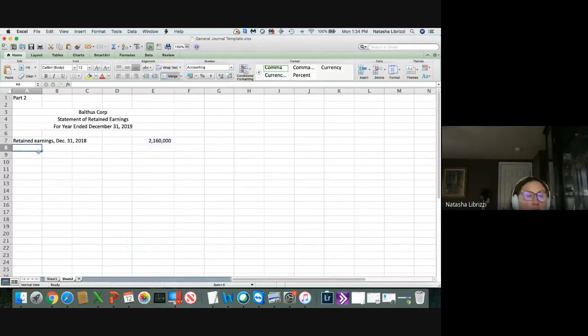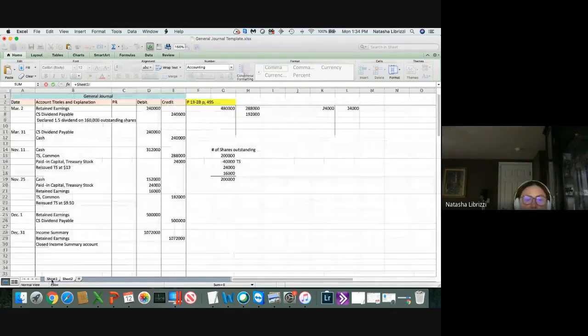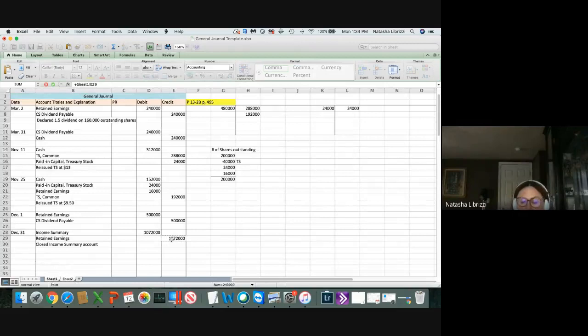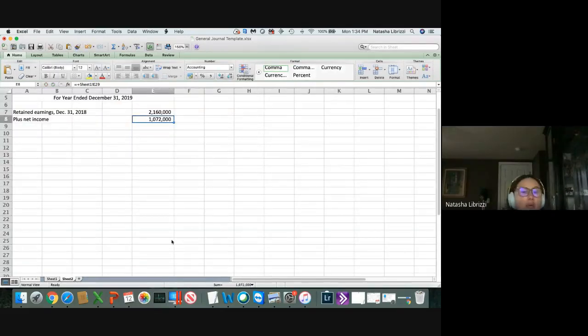Really good. Okay, then we're going to add net income. I can do multiple accounts, but we don't have that much happening. So my net income, I just booked it right back in my journal entries at 1,072,000. So that increases my retained earnings. And my subtotal between beginning and net income is $3,232,000.